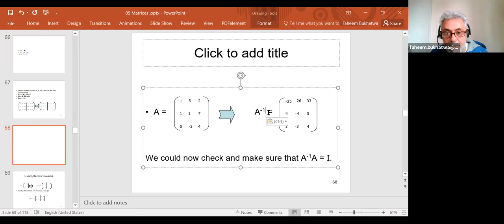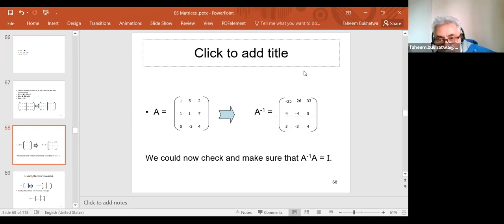So just in case it's misleading, the inverse is written in this particular format. This is matrix A. This is the inverse of A. So that's one way of doing it. You can practice that on any matrix. But there's another way of doing it.